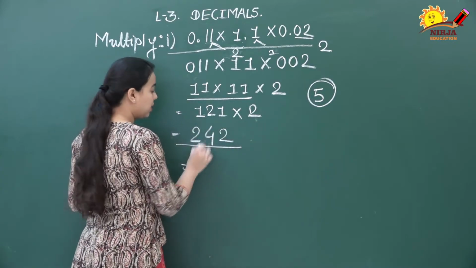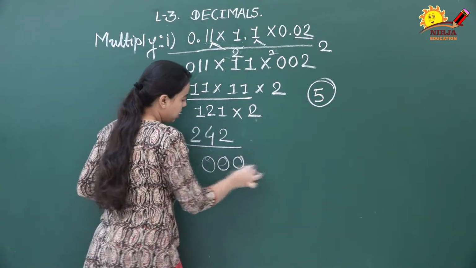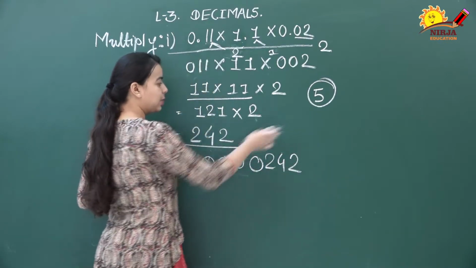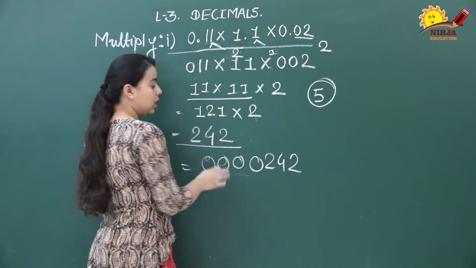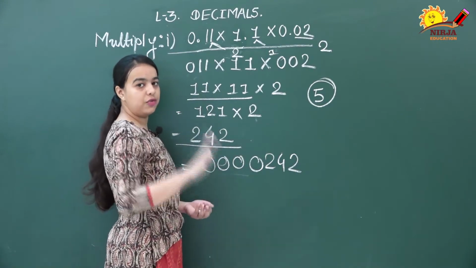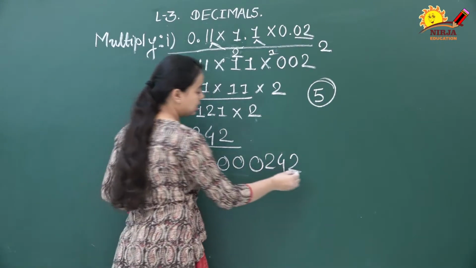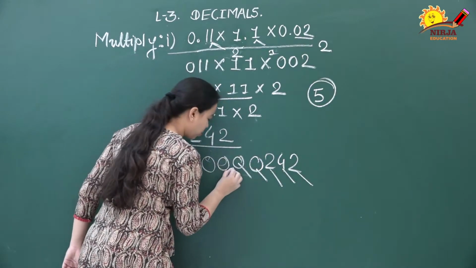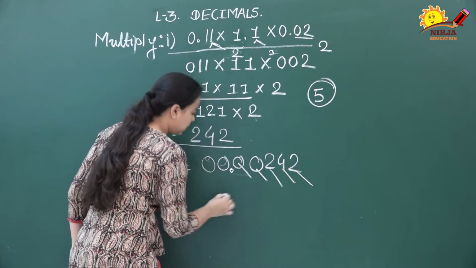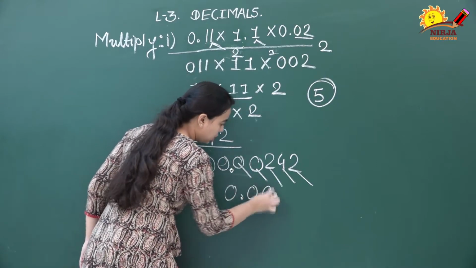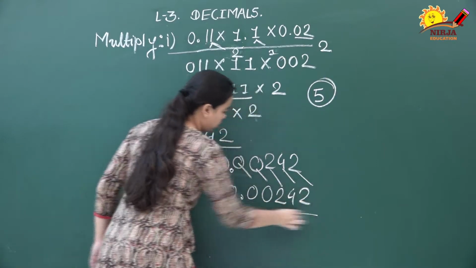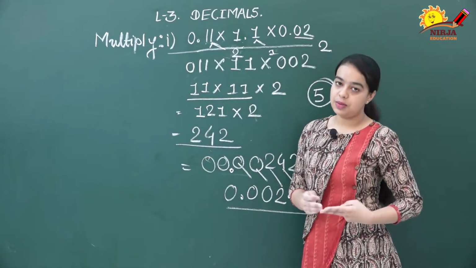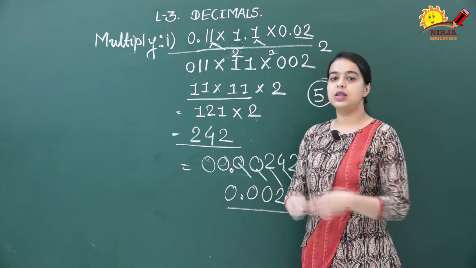So this number we can also rewrite as 0000242. You can place the 0s as per your requirement. Right. Now it is easy for us to count 5 digits from the right. Yes. 1, 2, 3, 4 and 5. So here we are going to put our decimal point. Let's write this: 0.00242.